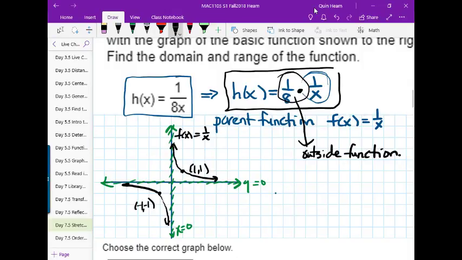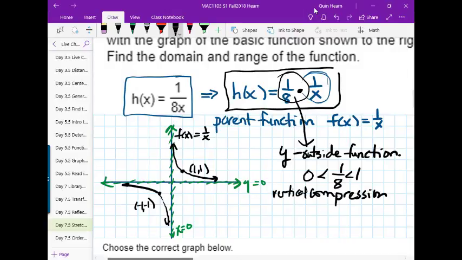I'll show you in a minute how you can think of it as being inside as well, and it'll still work out the same. But right now we're going to think of it as being outside the function, and it's being multiplied by a number that's between 0 and 1, a fraction. So what that means is that we're going to get a compression. Outside the function affects the y, and so it's a vertical compression.